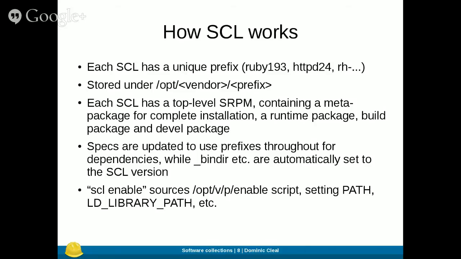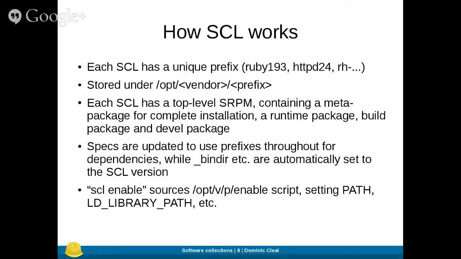So spec files for collections look much like the originals, but with additional tags. So dependencies, instead of just referencing Python now, need to have a prefix attached. So we have the SCL prefix throughout spec files. This expands the dependency to be python33-python whatever.